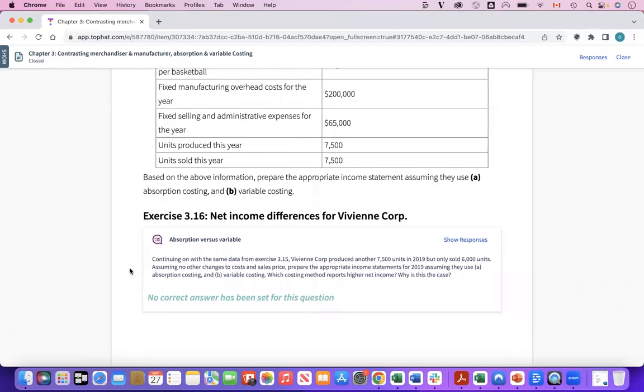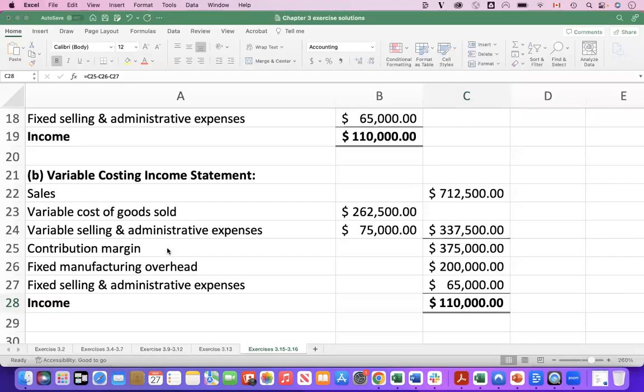316 asks, continuing on with the same data from exercise 315, Vivian Corp produced another 7,500 units in 2019, but only sold 6,000 units. Assuming no other changes to costs and to sales price, prepare the appropriate income statements for 2019, assuming they use absorption costing, and then assume they use variable costing. Which method reports higher income? Why is that the case?